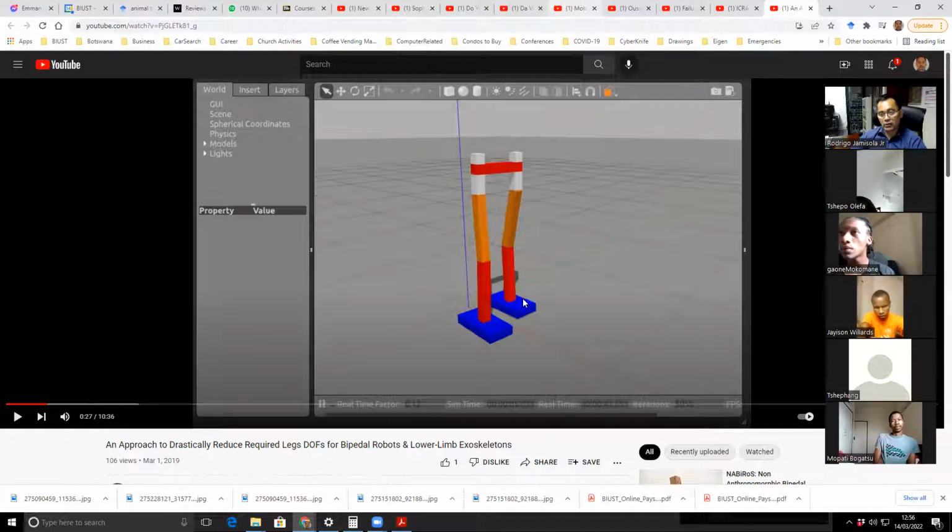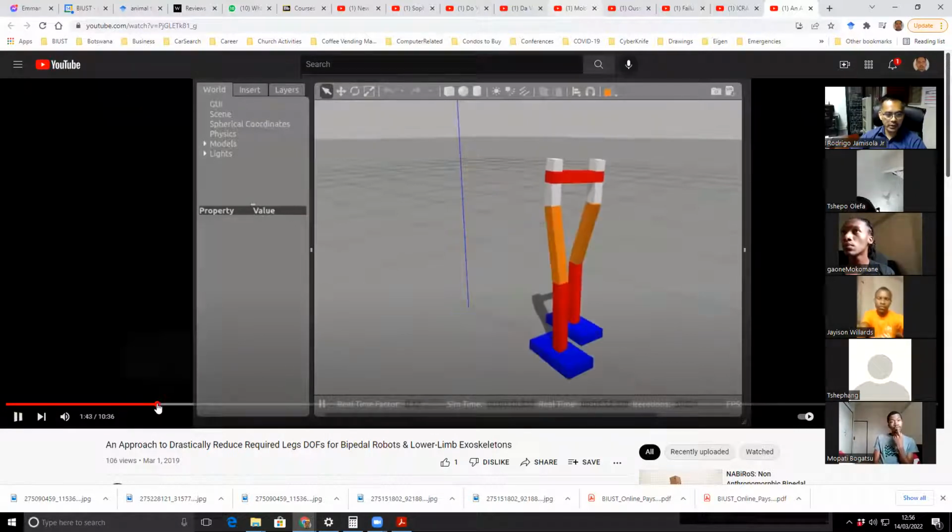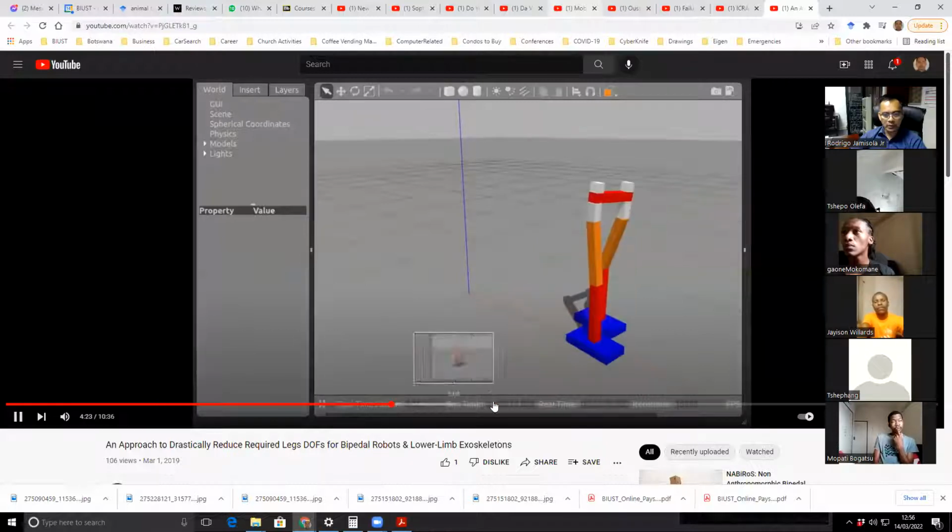I control the relative movement of the feet. Now it's able to walk and balance. If you use another control strategy, this kind of robot cannot walk. But I have shown that using my equation, it can walk, given all these constraints of a limited number of joints. Okay, it will continue walking. It can walk forever.